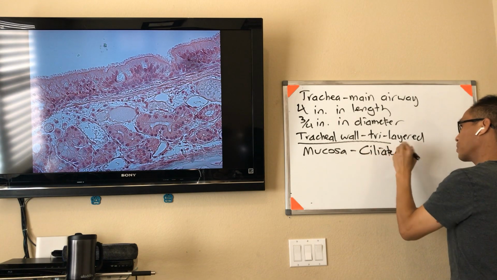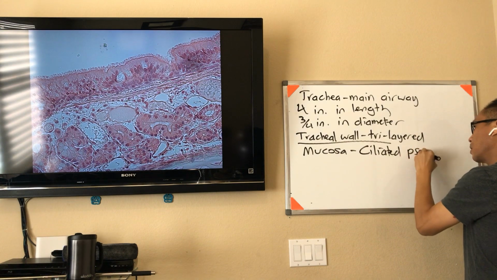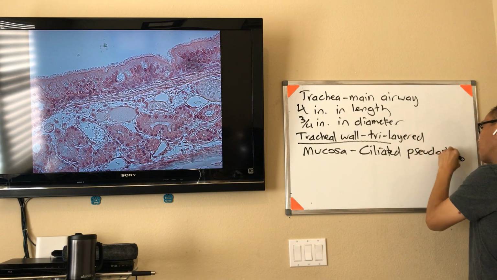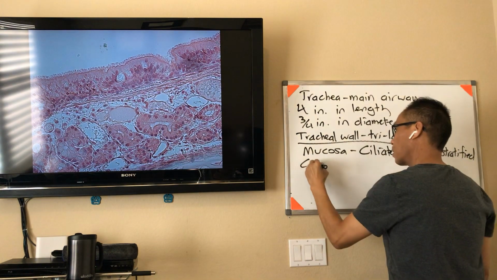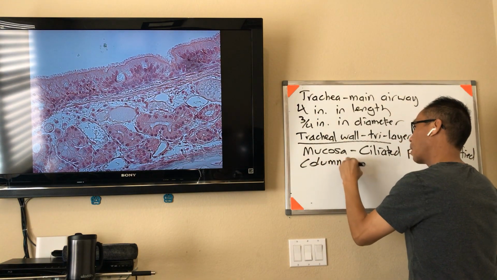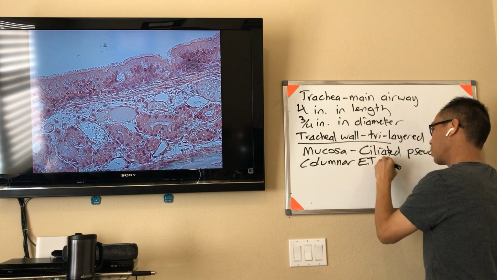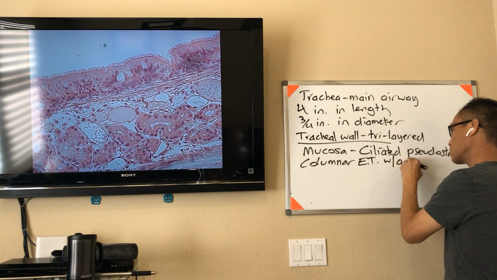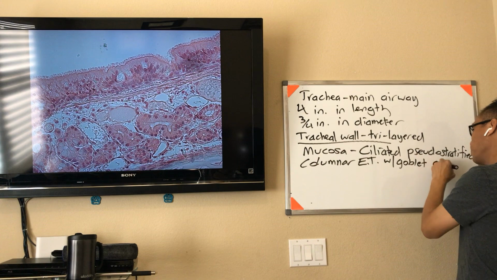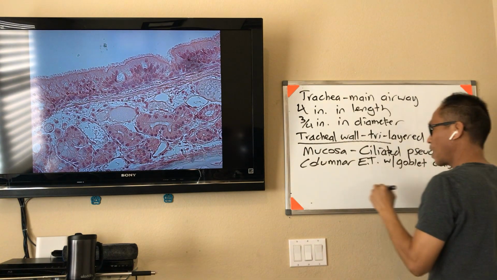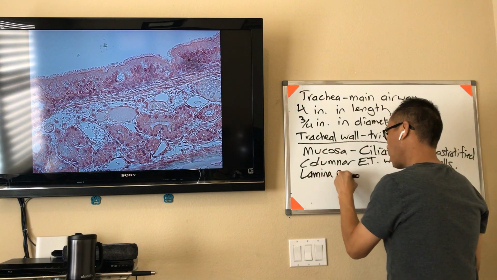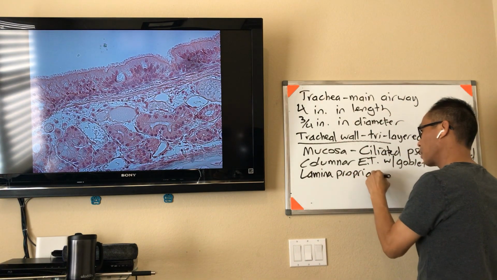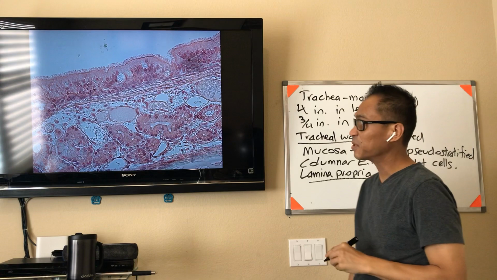Ciliated, and that's very important, ciliated, pseudostratified, columnar, ET, epithelial tissue, with goblet cells. Full long name, and underlying it is a lamina propria, a loose ET. So know that too as part of the mucosa.